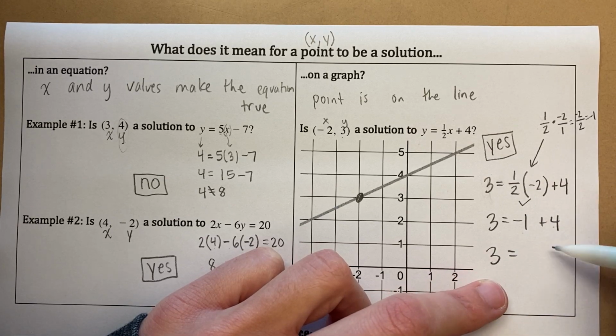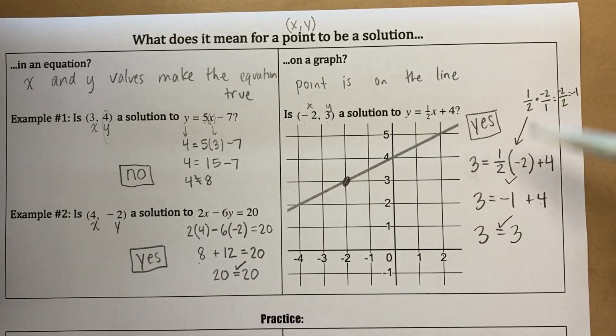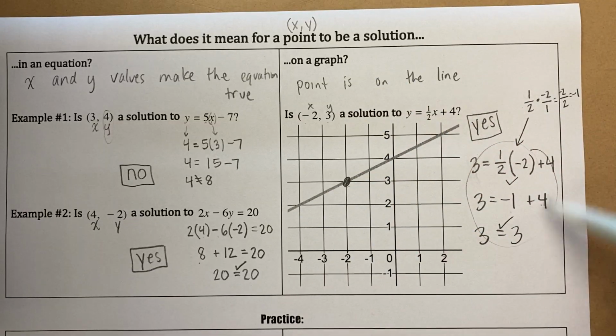And negative 1 plus 4 is the same as 4 minus 1. That's 3. And we can see this is true. Okay, so we didn't need to do this, but we could see that the point was on the line right on the graph, and we double checked it here.